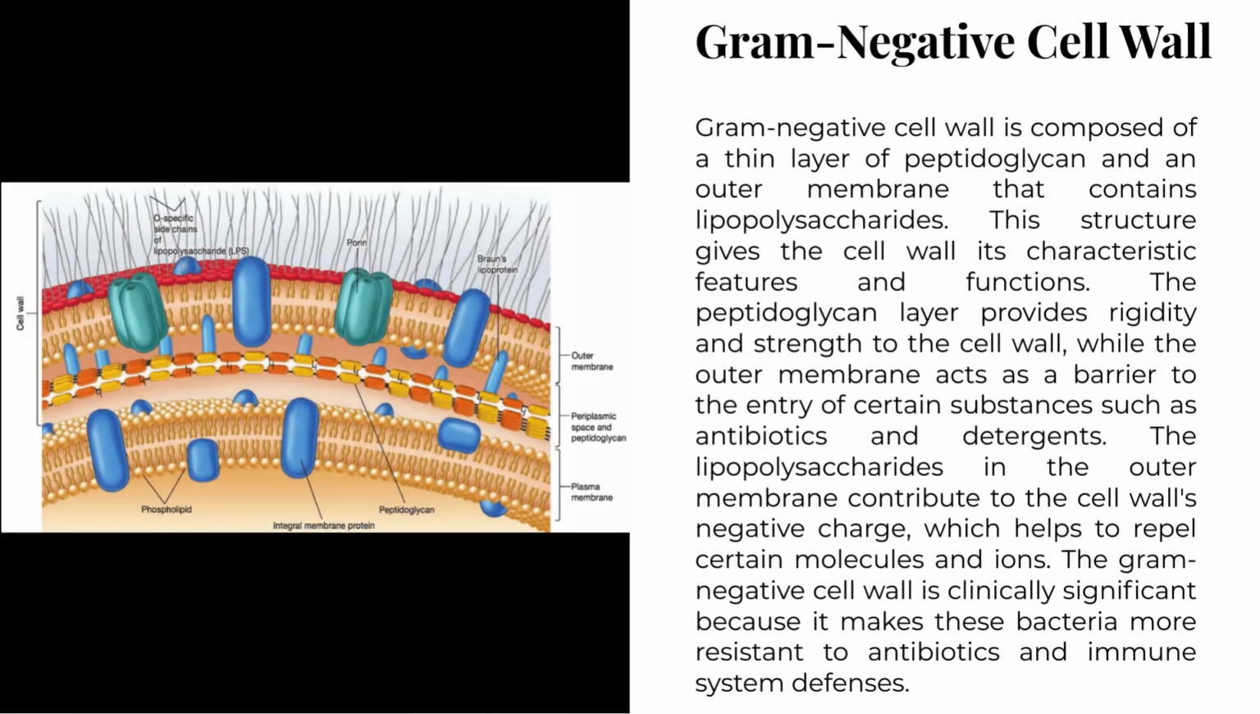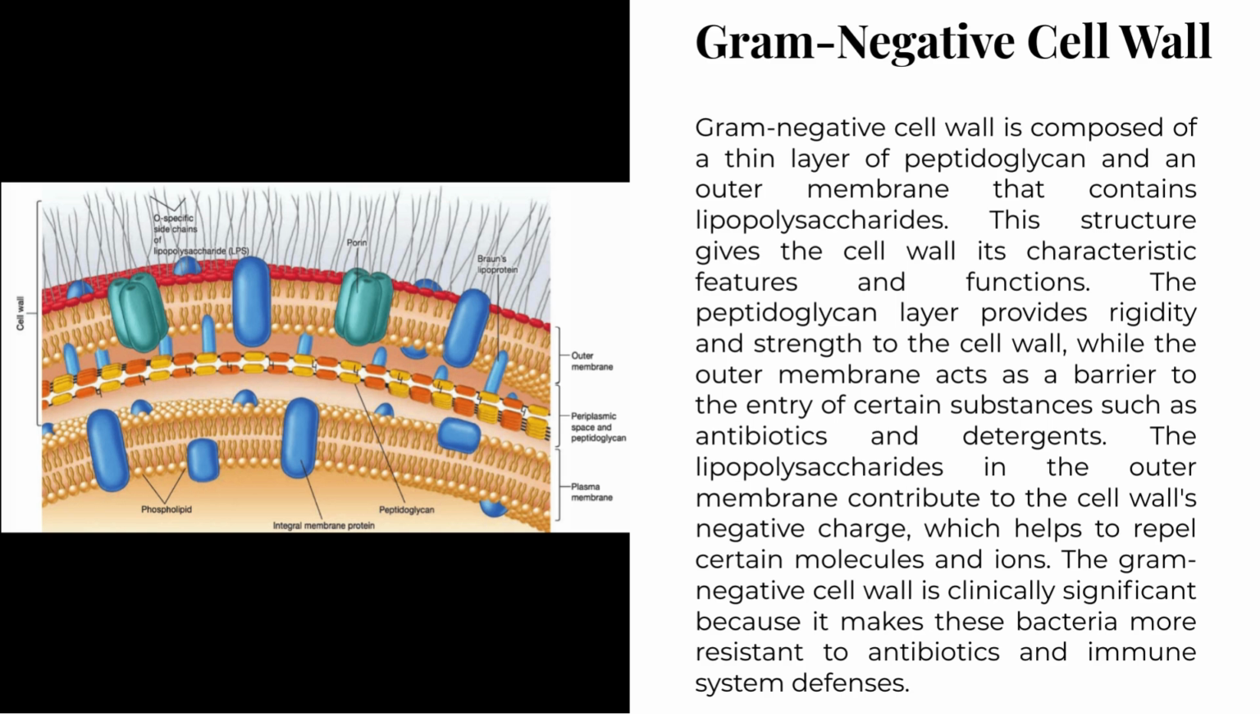Gram-negative cell wall. The gram-negative cell wall is composed of a thin layer of peptidoglycan and an outer membrane that contains lipopolysaccharides. This structure gives the cell wall its characteristic features and functions. The peptidoglycan layer provides rigidity and strength to the cell wall, while the outer membrane acts as a barrier to the entry of certain substances such as antibiotics and detergents.